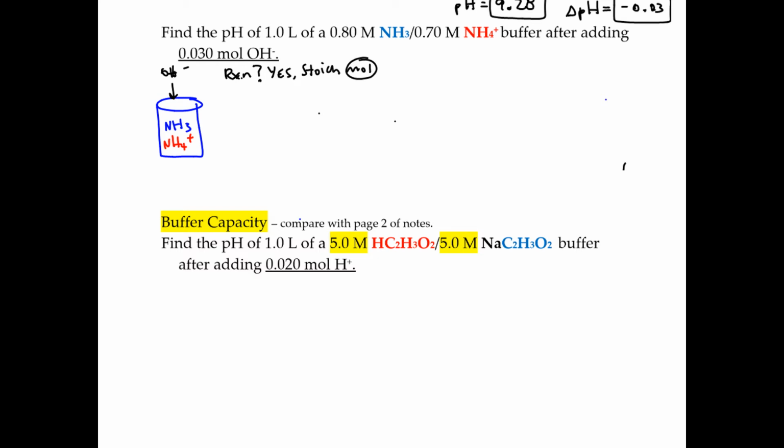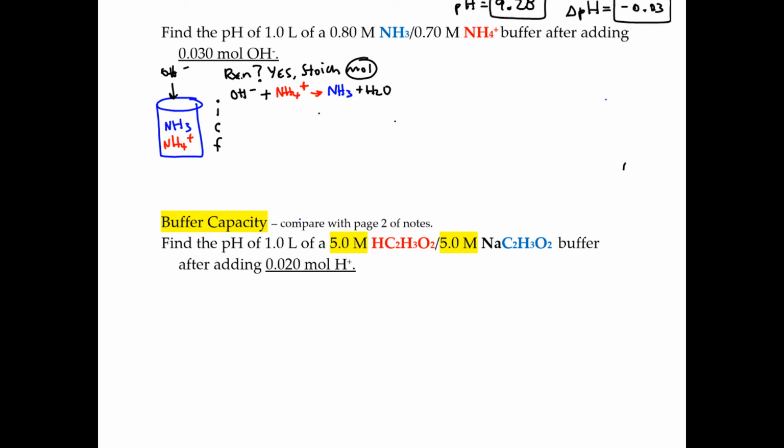So you must figure out what the reaction is. So the hydroxide is going to find the acid part of the buffer. Since OH is a base, we're going to find the acid. The acid is NH4 plus. So that's going to make water and NH3. Water and NH3 are going to be formed. And we're going to do ICF.